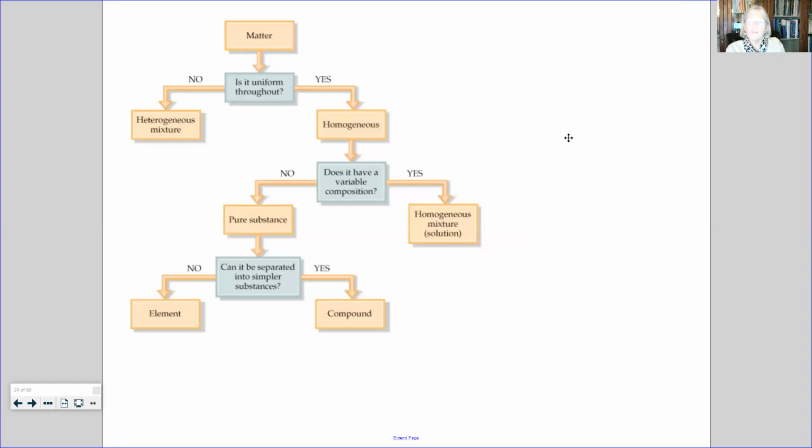When you try to classify matter, hold something up and say, what is this? You oftentimes ask yourselves questions and it gets you through the classification scheme. Is the matter uniform throughout? That lets you go to one category or the other. Does it have variable composition? Again, if you know what that term means, it allows you to go to one of these two categories. Can it be separated into simpler substances? Another key question to allow you to distinguish elements from compounds.